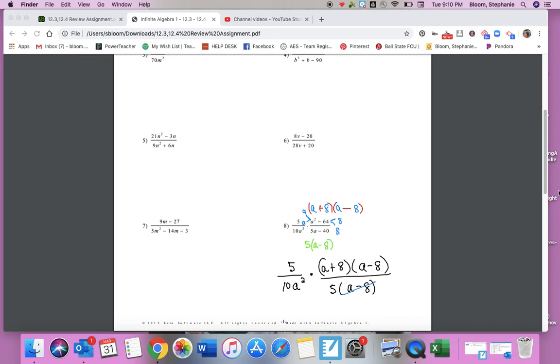And then I'm going to go ahead and start canceling some things. So my a minus 8s can cancel. And also my 5s can cancel. And so on top, I'm left with this a plus 8. And on bottom, I'm left with this 10a squared. And that would be my final answer. Okay.